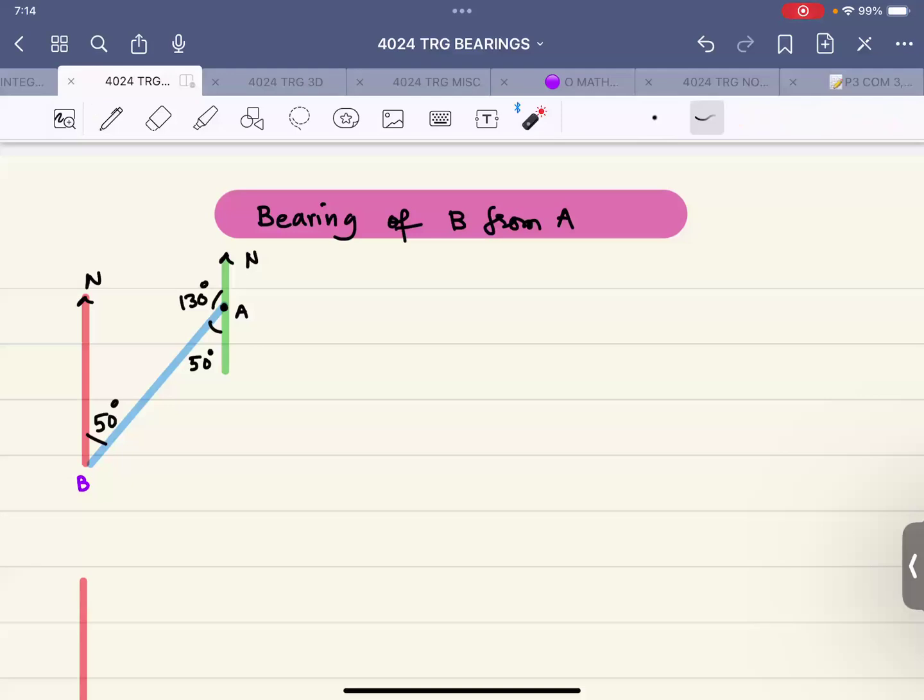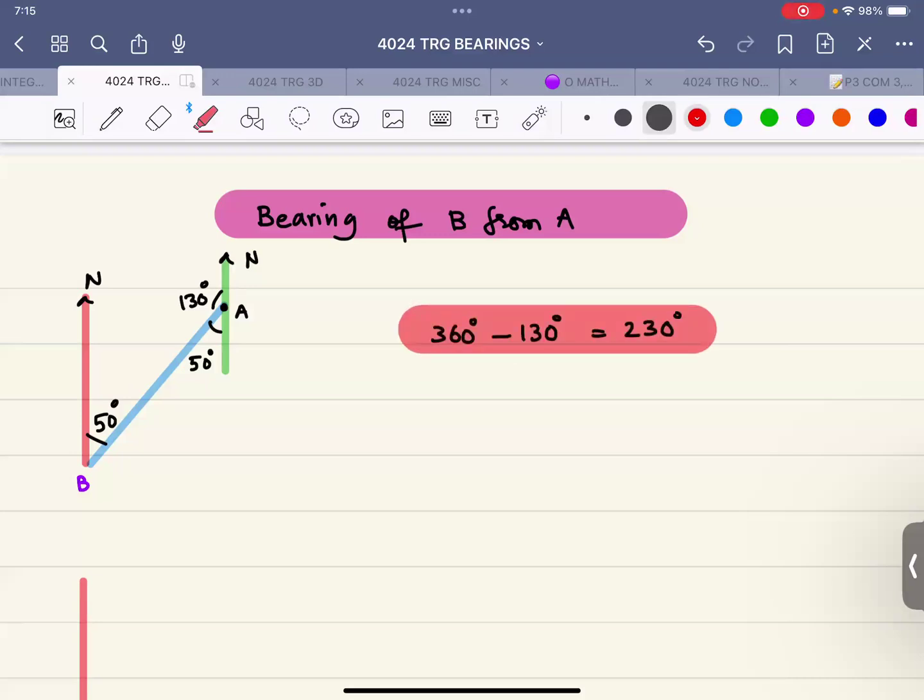And now we will go clockwise till we reach the line that connects the 2 points. So therefore, this is 180, 180 plus 50, that's 230. Or all the way up till here, that is 360 minus 130. So this is 360 minus 130, that comes out to be 230. And that is the answer for this part. Let me make it bigger. So that is the bearing.